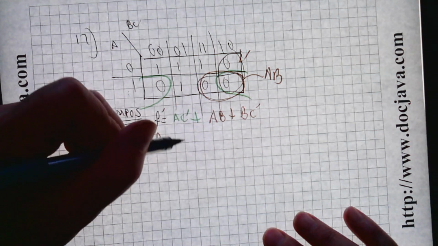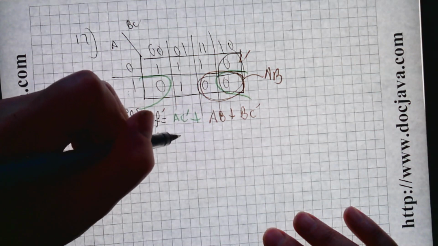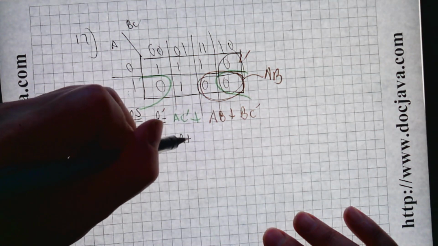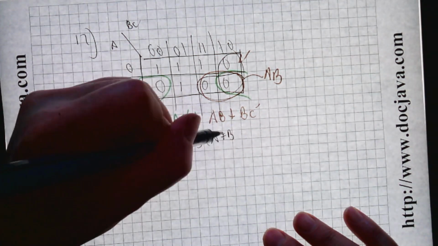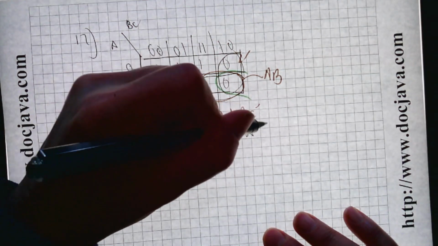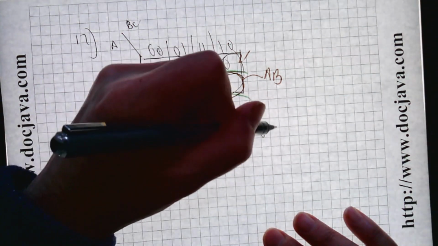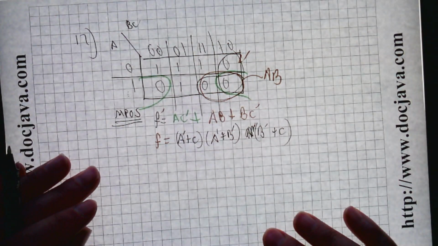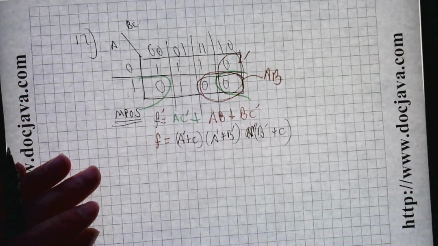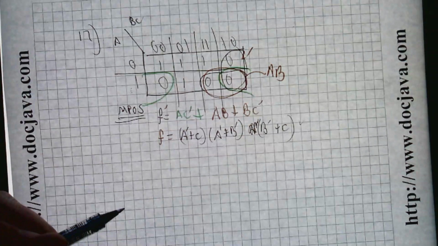Yes, De Morgan's theorem. So you get this, and this, and this. And that's a minimum product of sums. And it is the correct answer because I'm looking at the answer key. So that is correct. What do you think?